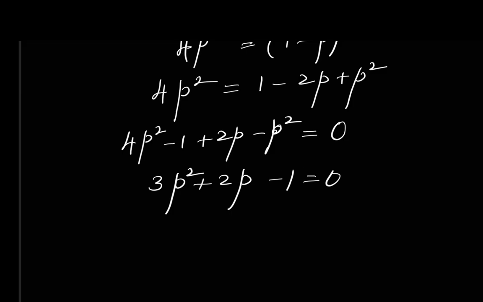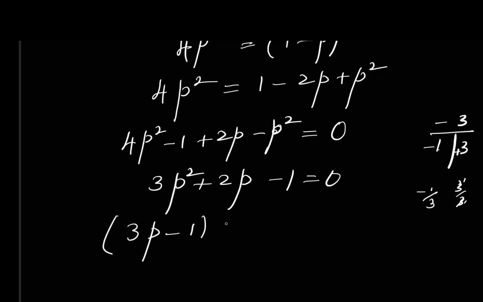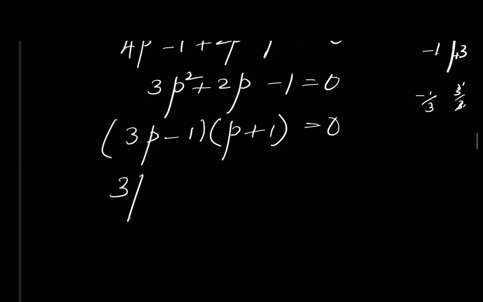Factorize this. 3 ones are 3, minus 3. So 1 threes are 3. If you subtract you will get 2. So plus 3 minus 1. So 3P minus 1, and P plus 1 is equal to 0. So 3P minus 1 equal to 0 or P plus 1 equal to 0. Here P is equal to minus 1.